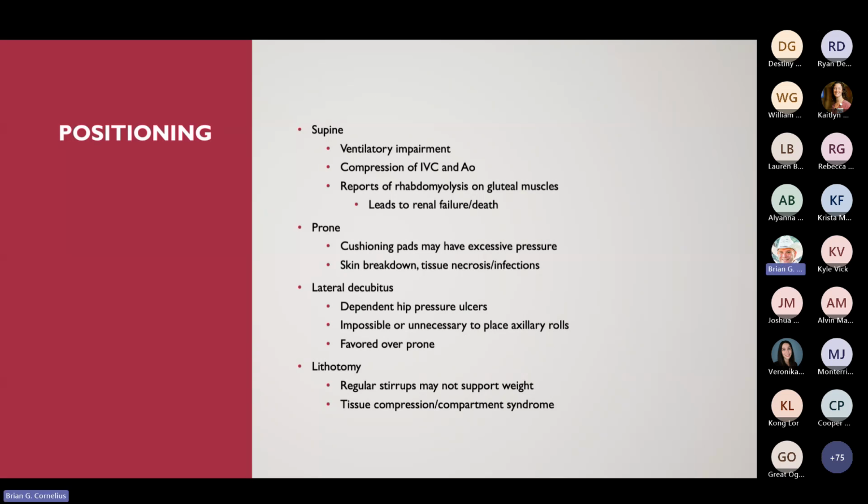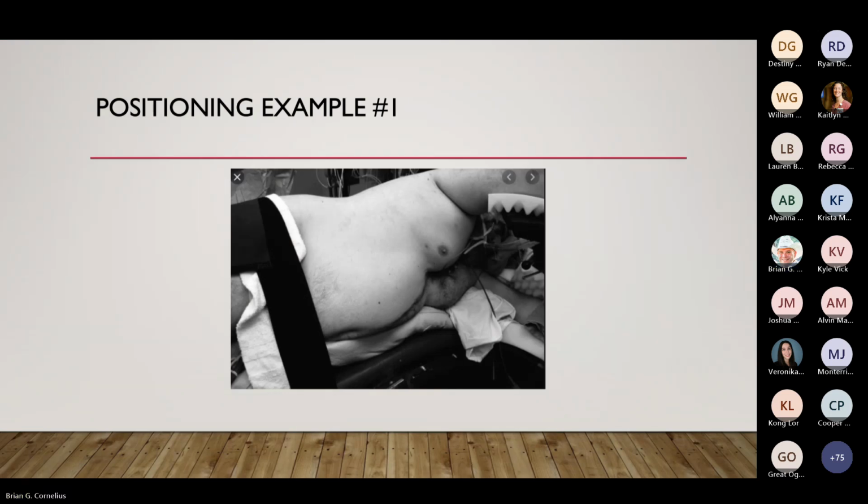And then the lithotomy issues we run into. The stirrups may literally not support the weight. So just think about your positioning aids. Make sure you're aware of the tolerances, not only for the different kinds of OR tables, but also the accessories with them. They do make extenders, not only for the bed being wider, but also longer. So that may be beneficial for those patients as well.